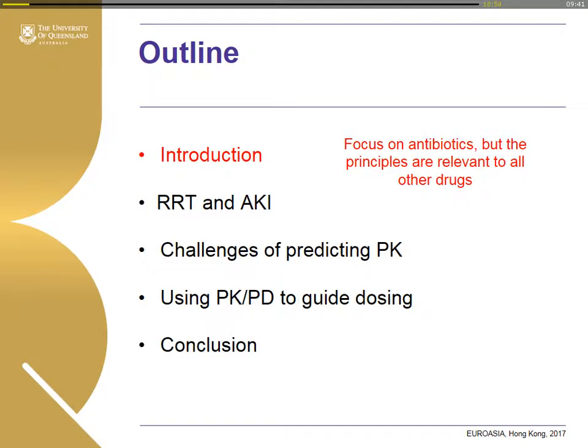This is the outline of what I intend to discuss, and I'll try and move through in a timely manner so that everyone can get to their coffee break in time. I'll give an introduction to the topic essentially, and just to let you know that I'm really going to focus on antibiotics, and I'll explain why that is a little bit later on. These are the class of drugs where drug dosing is a lot more challenging because we don't have a clinical effect that we can, of course, titrate doses to.